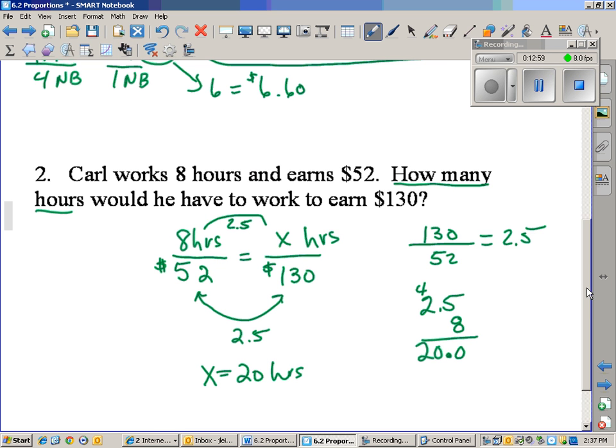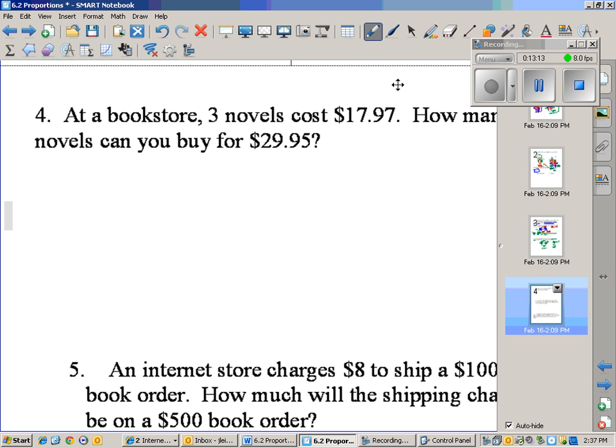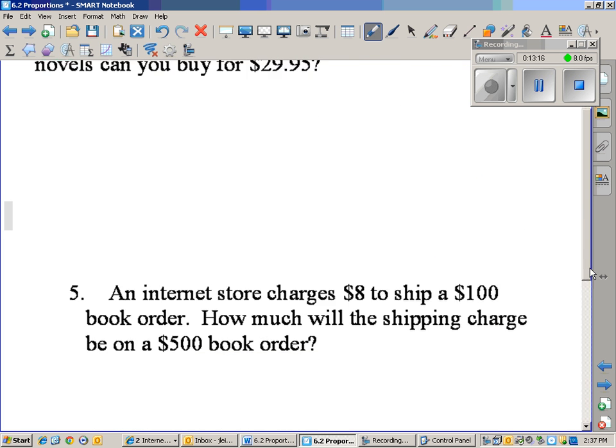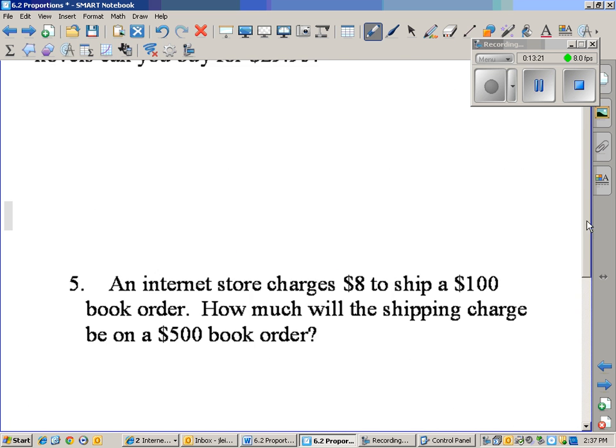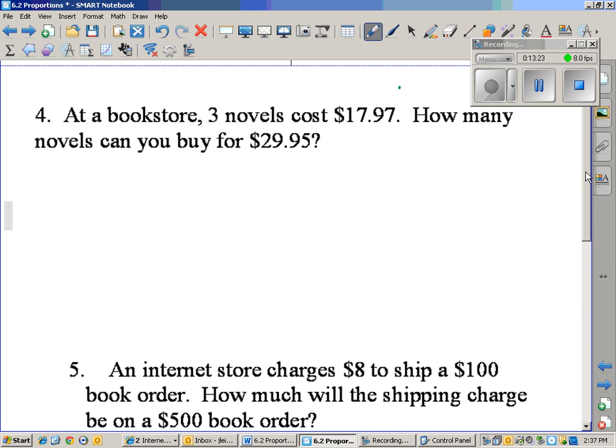So these problems are really easy to set up, but the big trick is making sure that you get the same units in the numerator on each side of the equal sign, and the same units in the denominator on each side of the equal sign. I have a few more. I have 3 more problems that are on your note sheet. I'd like you to work those, and then we'll talk about those in class and see what your answers come out to be. Feel free to use a calculator on these. You don't have to do these by hand. And I will look forward to talking to you a little bit more about this in class.